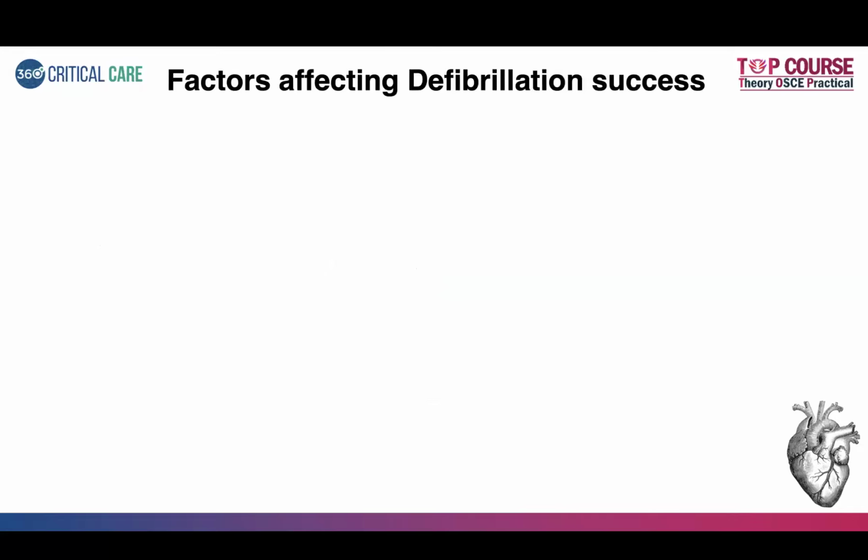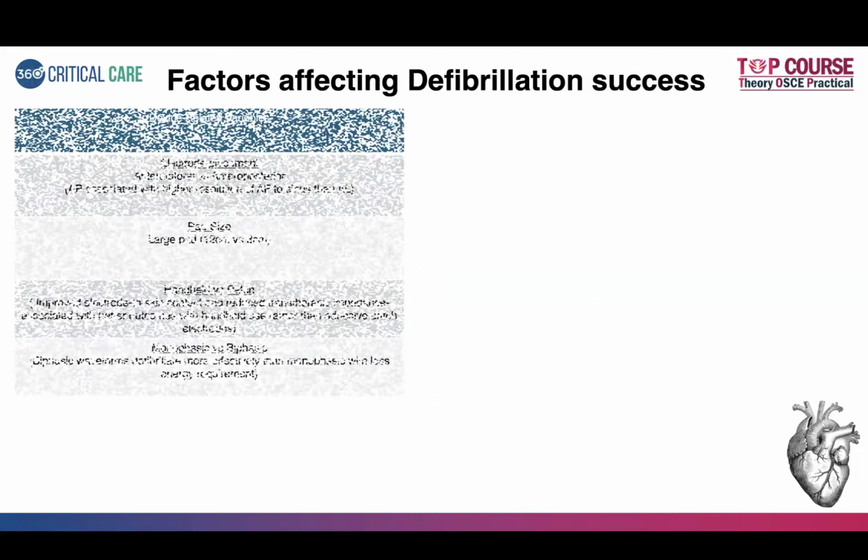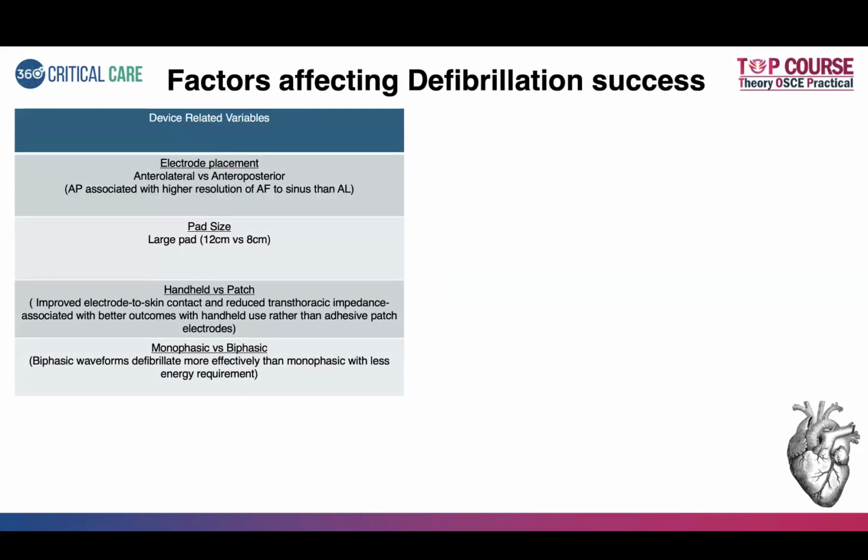The main factors that affect defibrillation success are device-related variables and patient-related variables. Device-related variables include electrode placement, that is, whether you keep it anterolateral or anterior-posterior. Previously we used to do it anterolateral, that is, one is kept on the right side, medial to the sternum, and the other is kept at the apex. Recent studies have shown that anteroposterior is associated with higher resolution of atrial fibrillation to sinus rhythm than anterolateral, and it is coming up in a big way.